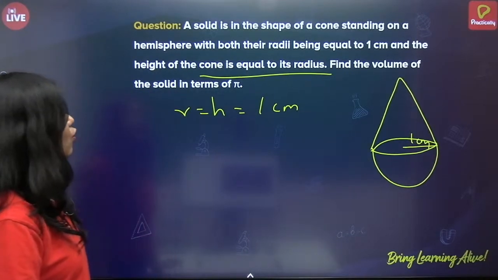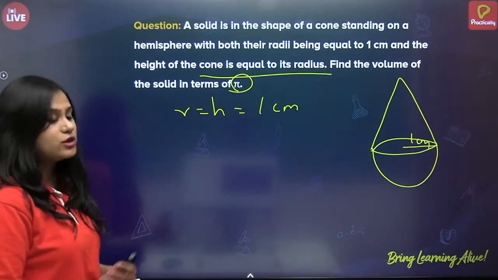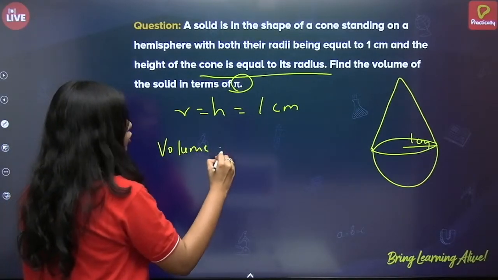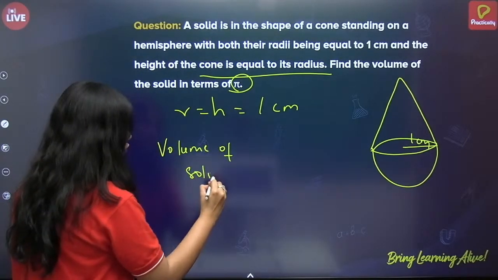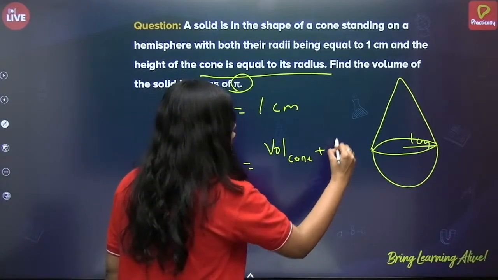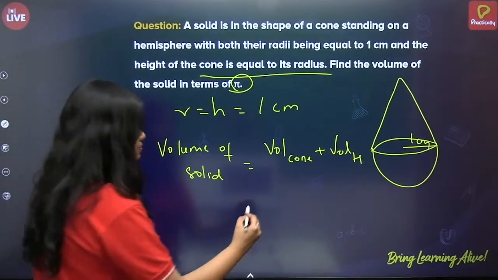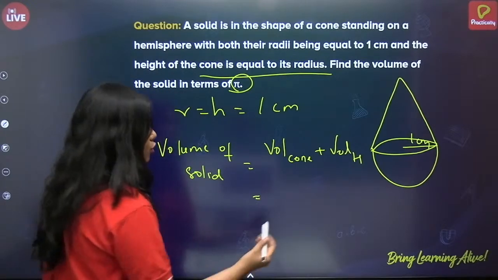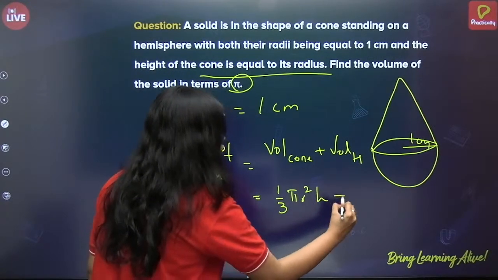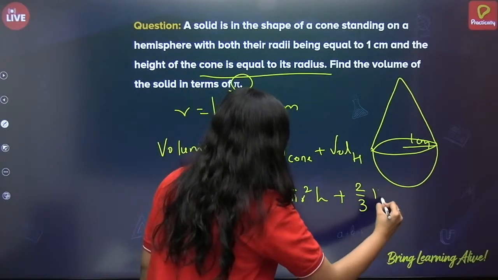Next, find the volume of the solid in terms of pi. So no need to substitute the pi value, we can just find it out. So volume of solid is equals to volume of cone plus volume of hemisphere, right? So let us substitute the values. What is volume of cone? 1 by 3 pi r square h. What is volume of hemisphere? 2 by 3 pi r cube.